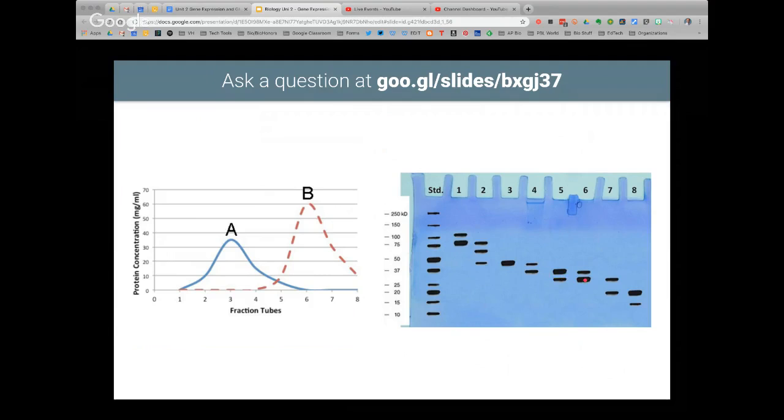And that's where we start getting confused. In a column, big molecules move faster. In a gel, small molecules move faster. So that's going to be something you're going to have to practice analyzing.